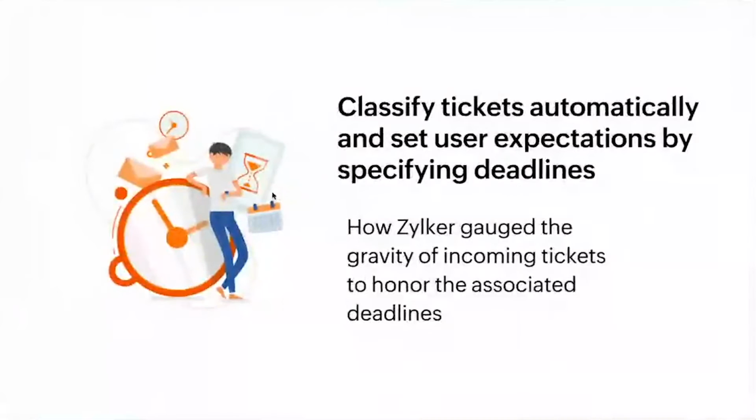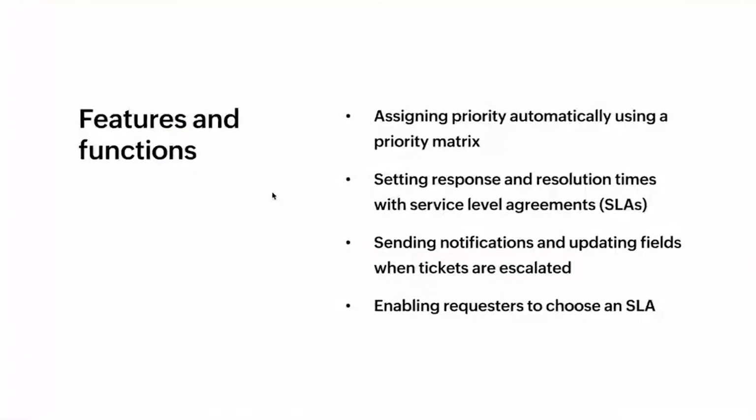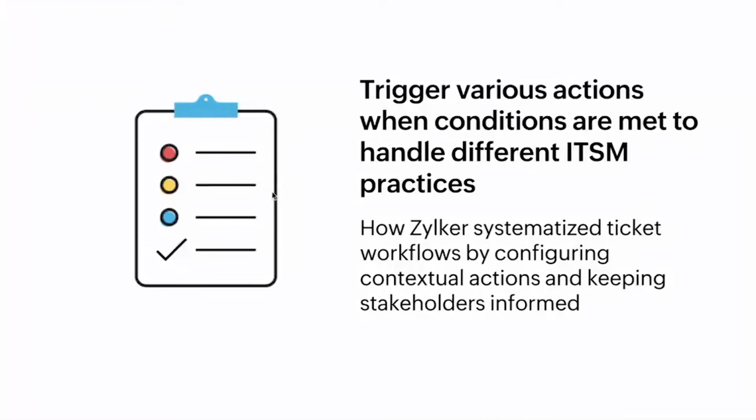So coming back, we saw how Zilker was able to resolve different incidents right on time by assigning a priority automatically, by setting the response times and resolution times, by sending out timely notifications, by performing field updates, and so on. Next up, we have the business rules and triggers. We saw that Zilker struggled to maintain consistency across different ITSM practices, right? This is because they lacked predefined rules. So let's see how Zilker was able to handle all their tickets in an orderly manner, and how they could perform different actions according to the context.